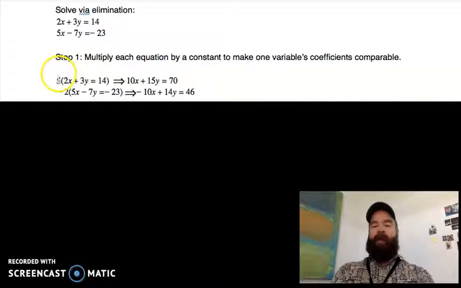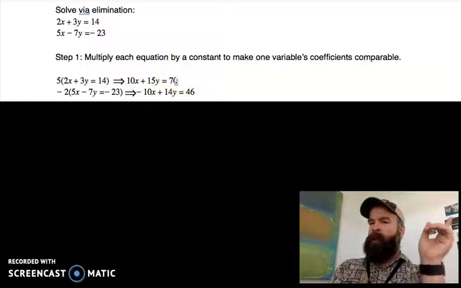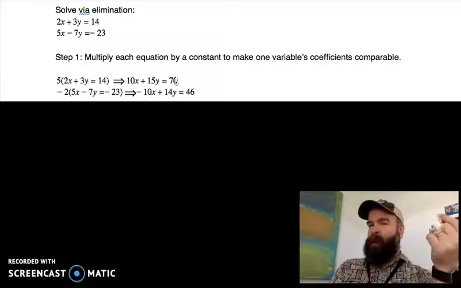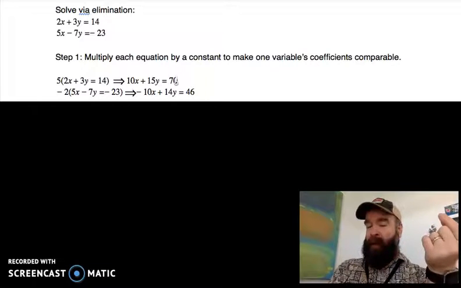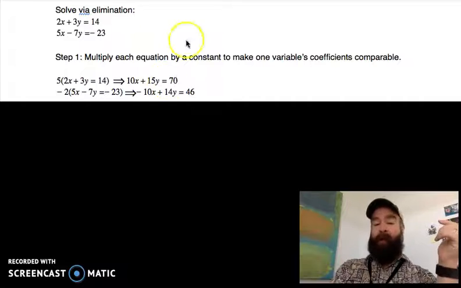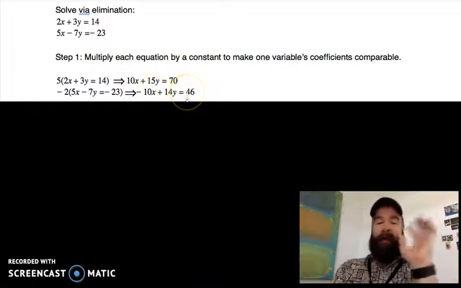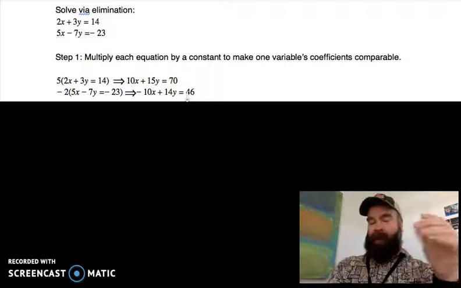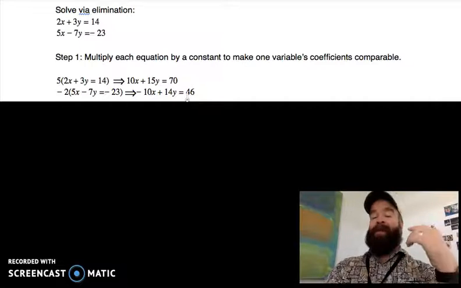So I multiply this top equation by 5, and that gives me 10x plus 15y equals 70. By the way, perfectly legal to multiply both sides of an equation by a number, right? You don't have to do it to the other equation because it's a different equation. So in the bottom equation, I'm going to multiply that one by -2. And as long as I multiply all the individual terms by -2, I'm in good stead. All right, so now I've got these two equations, and those coefficients on the x's are comparable.